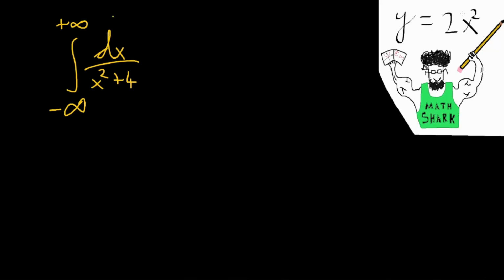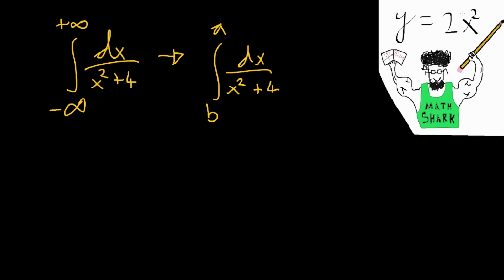Today we're going to be looking at this integral right here of 1 over x squared plus 4 from minus infinity to plus infinity. So the first thing we've got to do is replace the infinities with constants. So we get our new integral from a to b, dx over x squared plus 4.